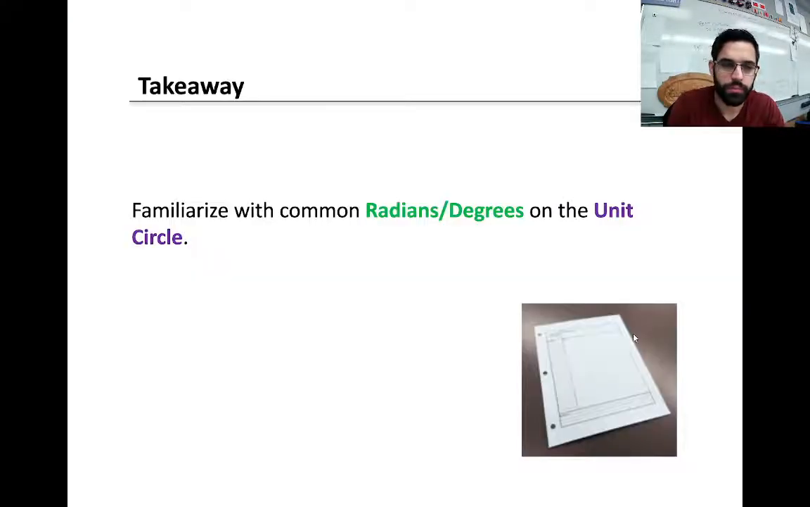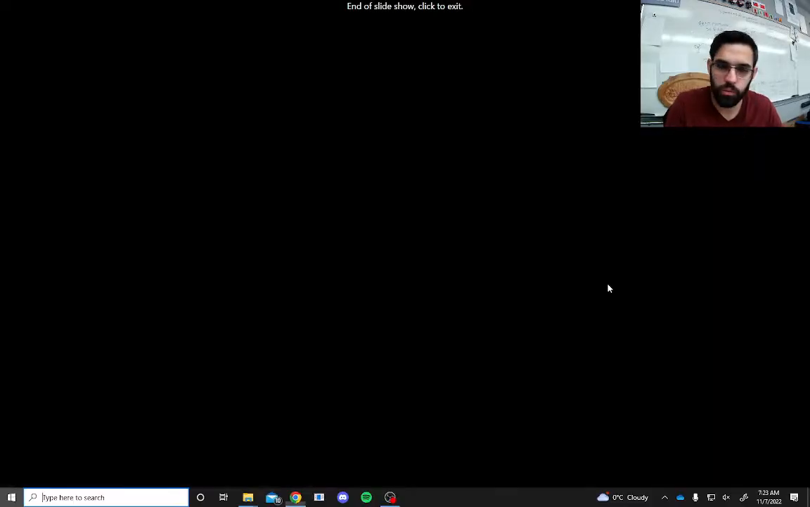The power of habit is huge. So hopefully you're more familiarized with the common radians and degrees on the unit circle, our benchmarks, and we're going to use those in future lessons. Now we are ready to start looking at our trig functions again. We'll do that in the next lesson.